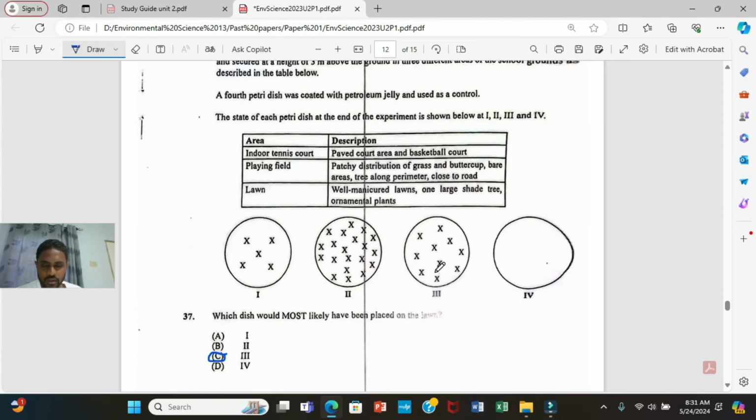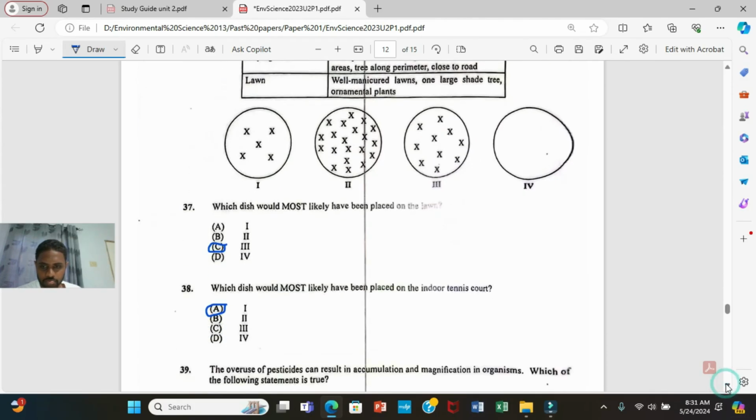It's not so, not a particle is not inside. All right, guys. Which dish would most likely have been placed indoor? It would be A. This one, guys. You think this one would be placed on what? The field, the ball field, right? And this one would be your control.